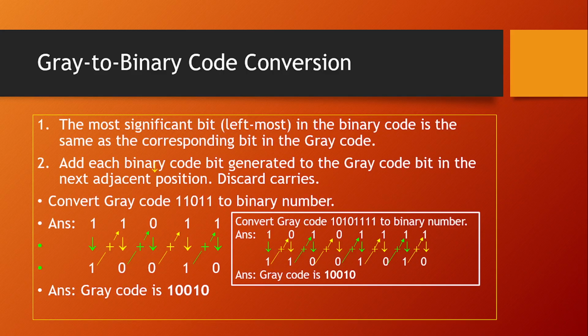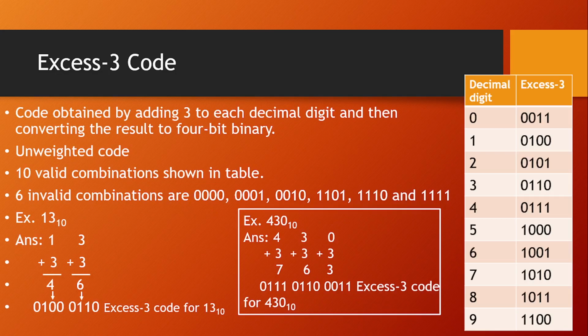Remember that 6 invalid combinations are here, and those are 0000, 0001, 0010. That means 3 4-bit numbers appear sequentially before 0011, which is the XS3 code for decimal digit 0, and 3 after 1100, that is 1101, 1110, and 1111. So these are the invalid combinations.